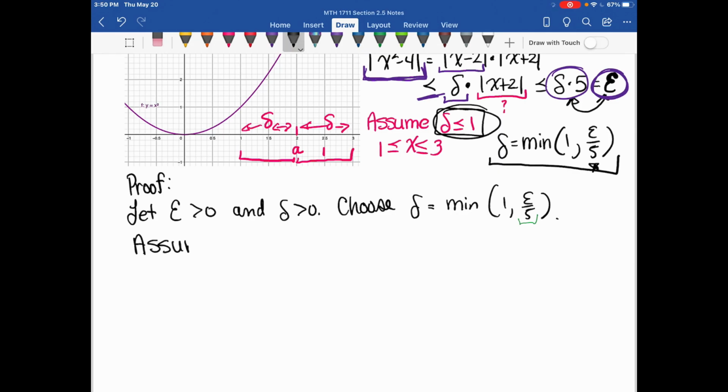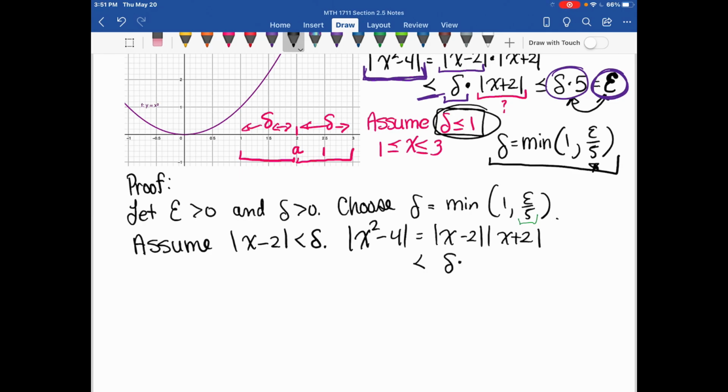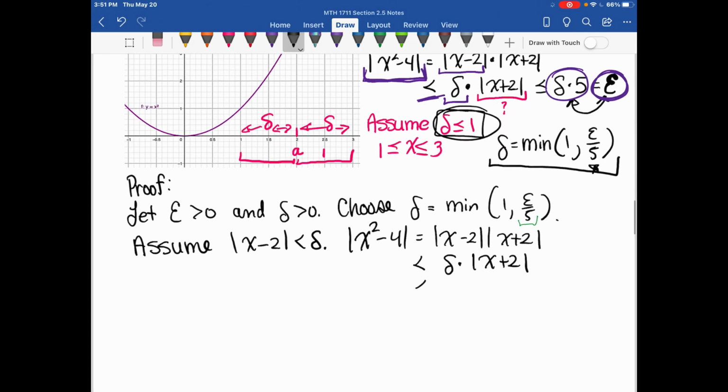Now we're going to say assume the absolute value of x minus 2 is less than delta. We want to show that the absolute value of x squared minus 4 is less than epsilon. So I'm going to go through the steps now and break it down. I factored that. Then I said, well, this has got to be less than delta times the absolute value of x plus 2. And since we assume that delta was less than or equal to 1, we know that the absolute value of x plus 2 at most can be 5.